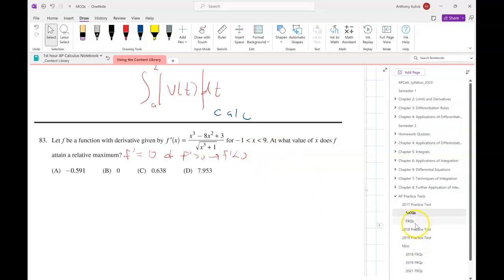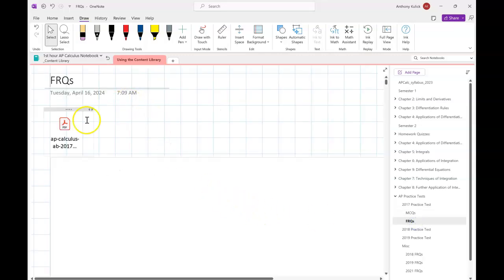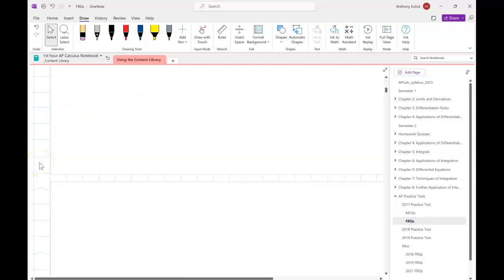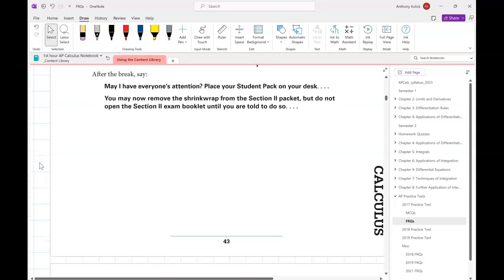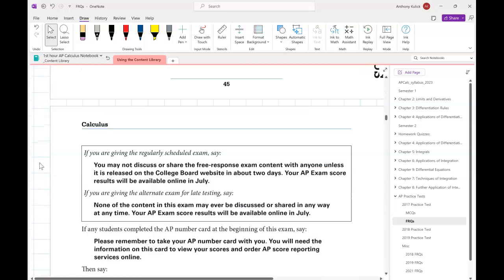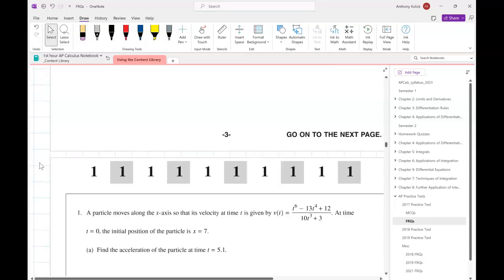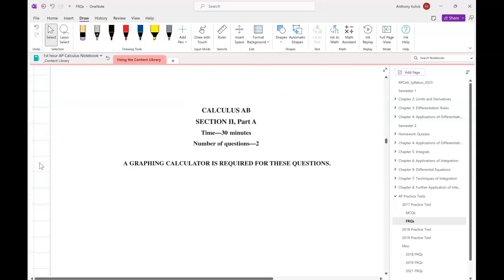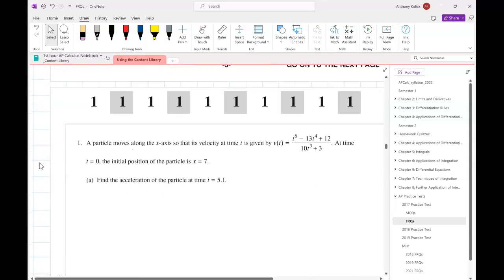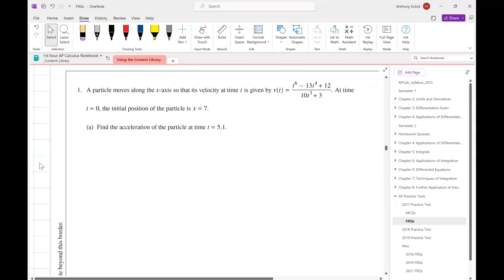Okie doke. All right, FRQs. I'm going to start on the calculator ones because there's only 2 of them. Blah, blah, blah, blah, lots of talking. Okay. Look at that.